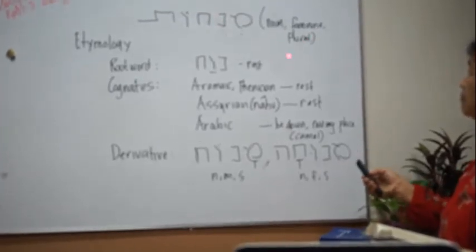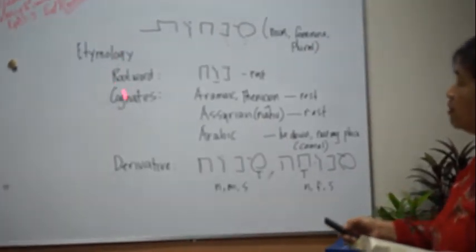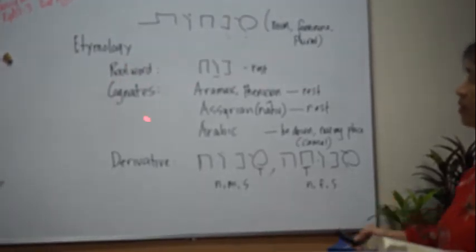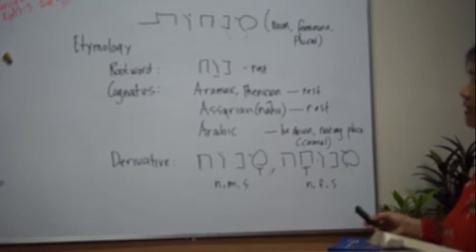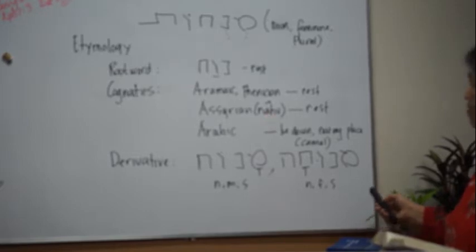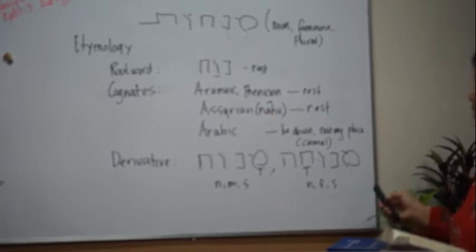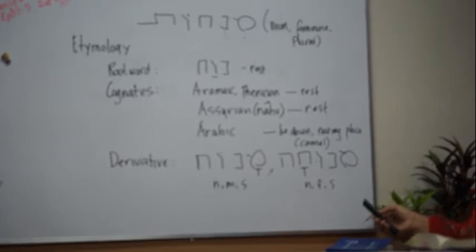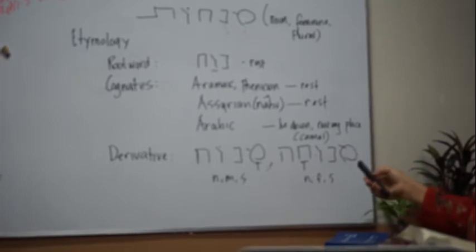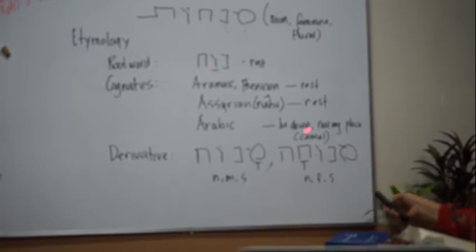Menocot is a noun, feminine, plural. In terms of its etymology, what is its root word? It's nuach, which means to rest. Cognates refer to the other languages that it is related to. Like for instance, in Aramaic and in Phoenician, it means rest as well. In Assyrian, nahu, rest as well. In Arabic, they gave us an example of a camel lying down or a resting place. So we can summarize that the common definition for nuach here is rest.